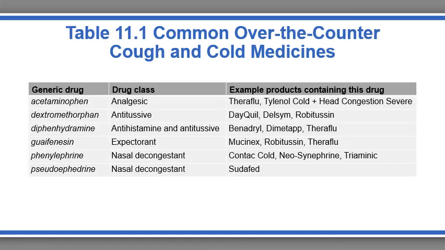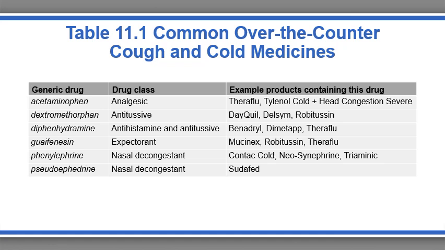So these are some examples. This would be a good table to look at and make note of. Here you see different types of drugs and what they're exactly going to do. Again, it's not uncommon to take some type of analgesic. Showing here acetaminophen. NSAIDs are also utilized as analgesics for colds very commonly as well.